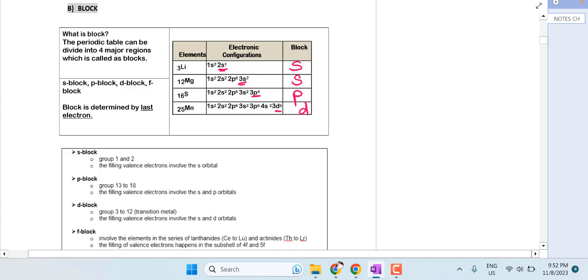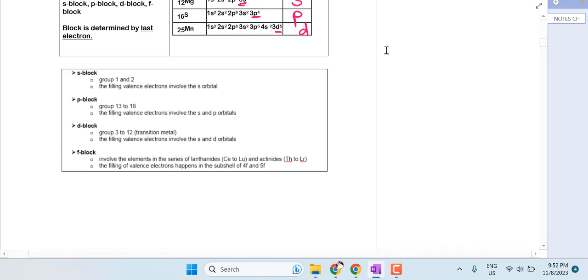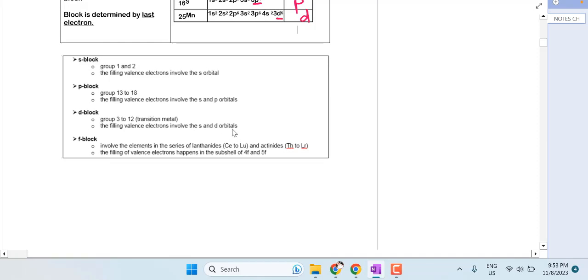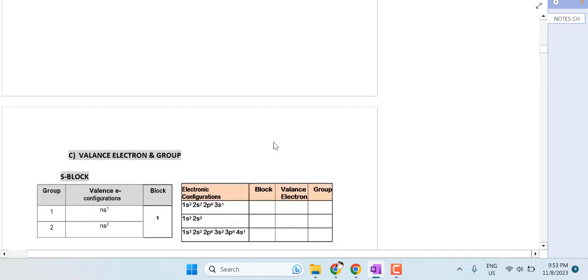So you look at the last electron. S block is basically metal, group 1 and group 2. P block, most of the elements in P block are non-metal. D block is transition metal, and F block we rarely see, because most of the elements are radioactive. Lanthanide and actinide series.